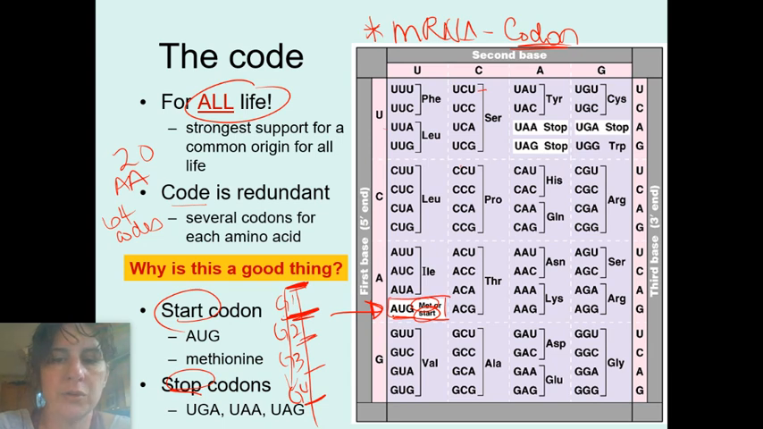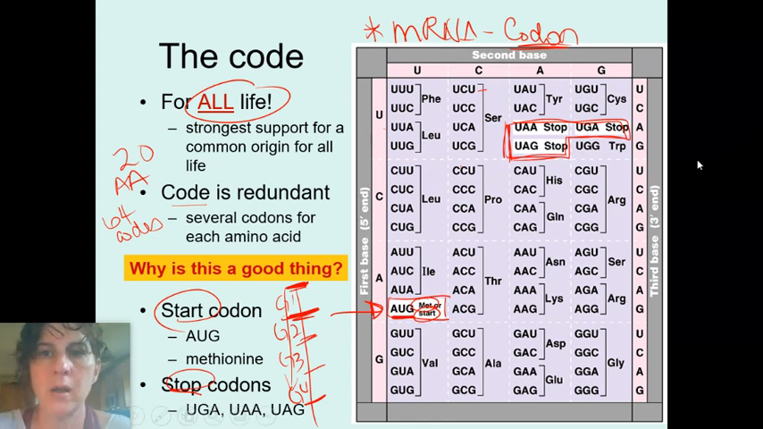Again, the universal start is AUG. There are 3 actual stop codons. So anytime it comes across any one of these, it's not going to be all of them, it's just going to be one. So UAA, UAG, or UGA, that says stop, we're done. Okay, so there's always a start and there's always a stop to every protein that's being made.